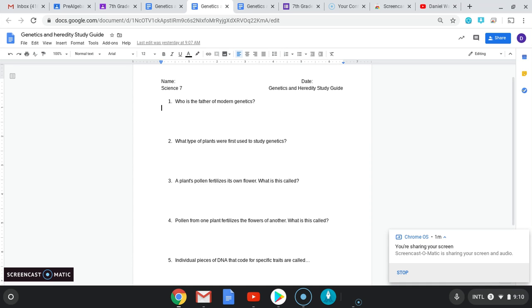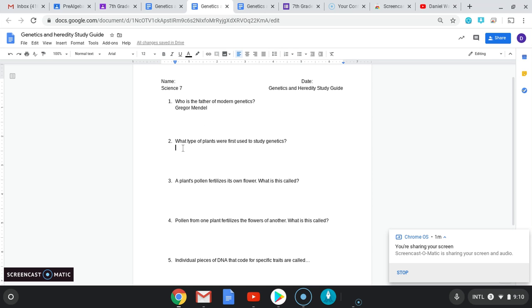Number one, you were asked who is the father of modern genetics, and the correct answer to that was Gregor Mendel. All right, remember he was that first scientist back in the mid 1800s. He was a monk who started experimenting with genetics.